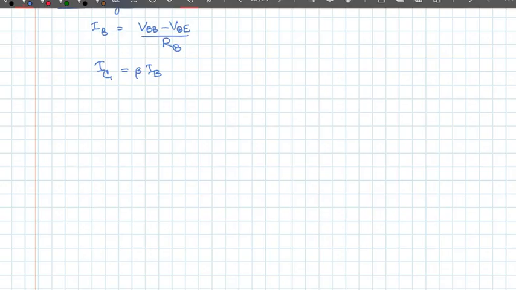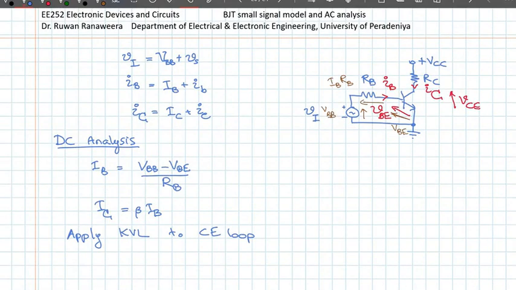Now if I want to find the VCE, then I have to apply Kirchhoff's voltage law to the collector emitter loop. That's this loop, right? So what are the voltages that we have here? I have VCE and ICRC, which is equal to VCC. Okay, so that is simple.